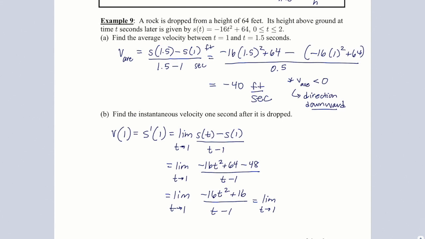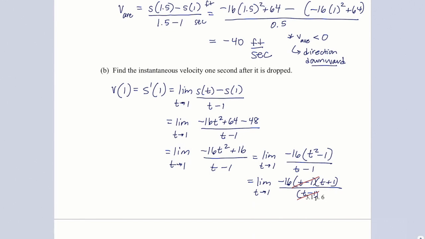And so I'm going to factor out a negative 16. And that's going to leave me with t squared minus 1. And now I can factor my numerator. Negative 16, that's t minus 1 times t plus 1. And now I can reduce t minus 1 over t minus 1. And I can substitute now, do a direct substitution, and I have negative 16 times 2.